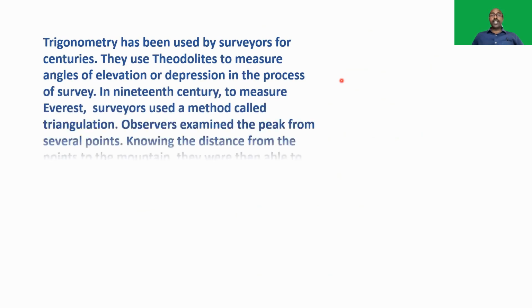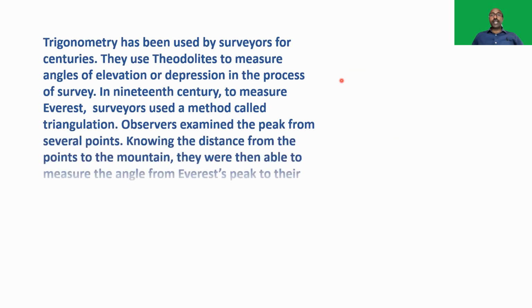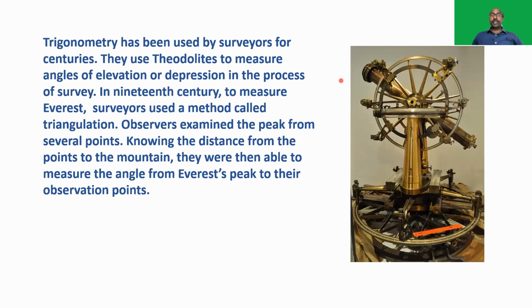In the 19th century, to measure Everest, surveyors used a method called triangulation. Observers examined the peak from several points. Knowing the distance from the points to the mountain, they were then able to measure the angle from Everest's peak to their observation points. In this manner, they found the height of Mount Everest. You can see the instrument theodolite here. So this is the instrument theodolite. In this picture, it looks small, but it is a big instrument that is used to find heights of the mountains.